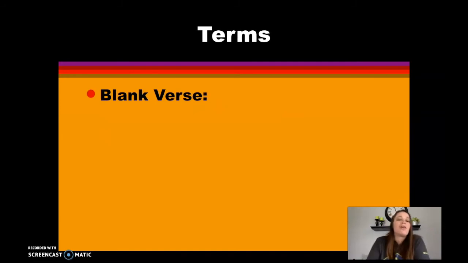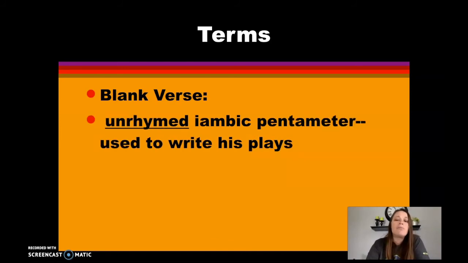The next one is blank verse, not to be confused with free verse, which we'll talk about in a second. Blank verse is unrhymed iambic pentameter, and that is what is used to write the bulk of Shakespeare's plays. He loves iambic pentameter, so he doesn't get away from that meter very often, but he doesn't always rhyme it. Now in the prologue, as we'll see soon, it will be rhymed. However, it's not always rhymed, and in that case, it's blank verse. Again, don't confuse it with free verse. Free verse would be no rhyme and no meter. Blank verse has a meter, but no rhyme.